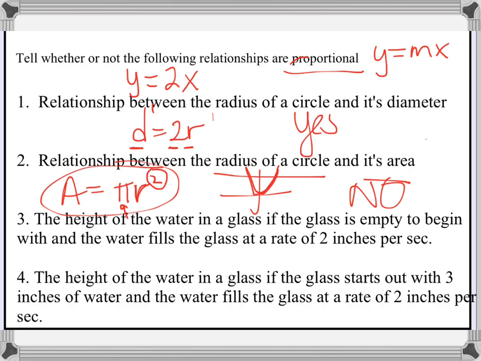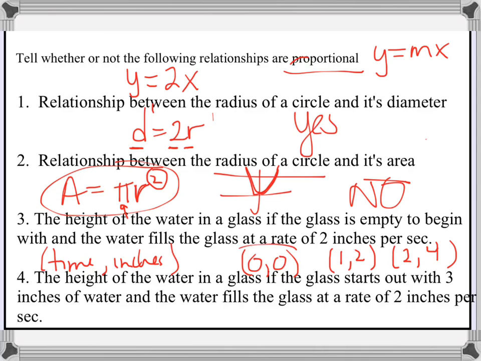The height of the water in a glass, if the glass is empty to begin with and fills at a rate of 2 inches per second. If we go time versus inches, if those are our coordinates, at 0 seconds there's 0 inches of water, right? At 1 second, there's 2 inches of water. At 2 seconds, there's 4 inches. So you can see that it starts at the origin, because it was empty to begin with. At time 0, there were no inches in there.